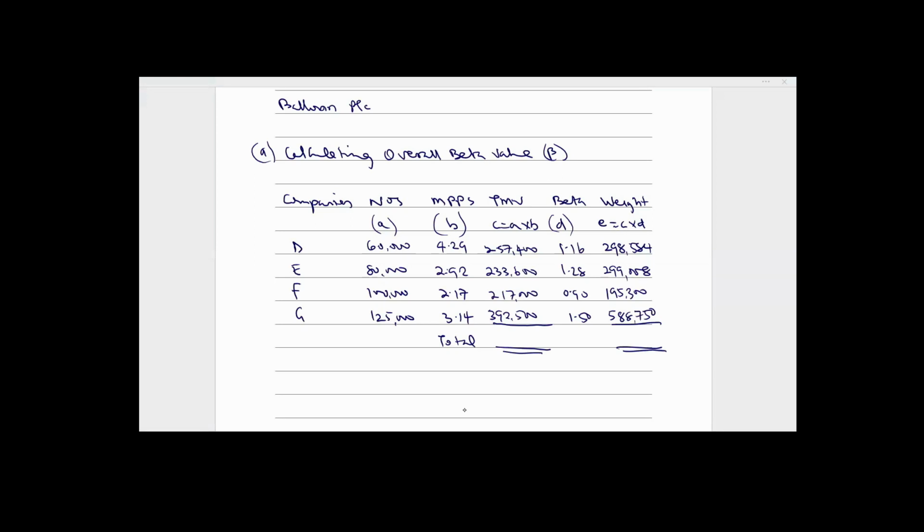588,750 plus 195,300 plus 299,008 plus 298,584 equals 1,381,642. That's the total weight.